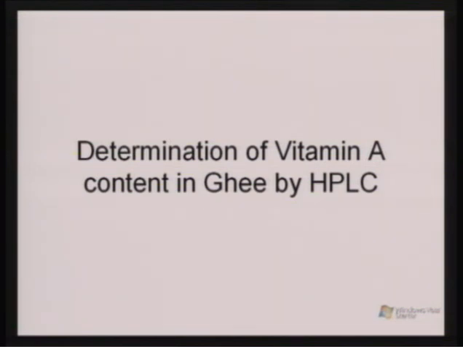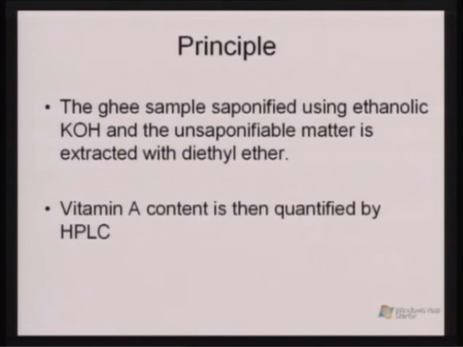Today I will be explaining the determination of vitamin A content in ghee. Ghee is almost 99% fat. So here the methodology is a little bit different than for a sample containing fat around 2 to 10%. If you go through the proper literature, you will find the methodology for different samples. The basic principle behind this method is the ghee sample is saponified using ethanolic KOH and the unsaponifiable matter is extracted with diethyl ether. The vitamins come into the unsaponifiable matter. Then vitamin A content is quantified by using HPLC.